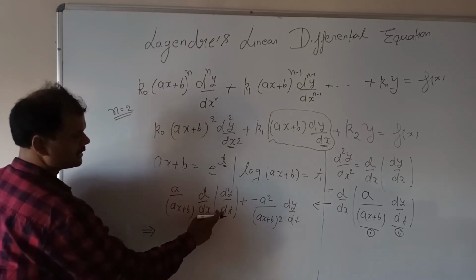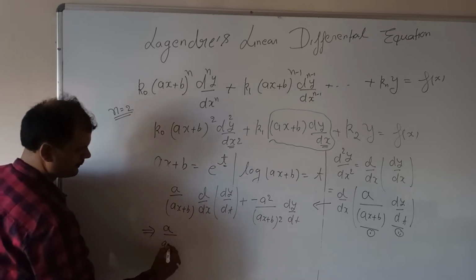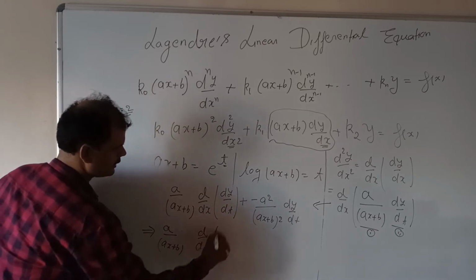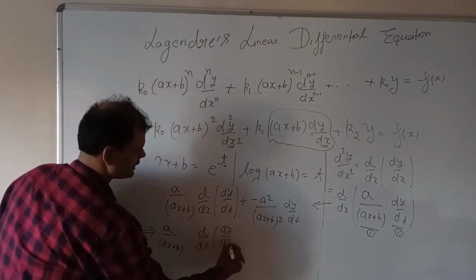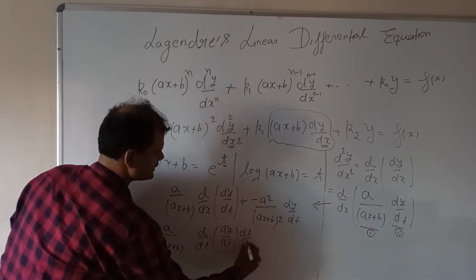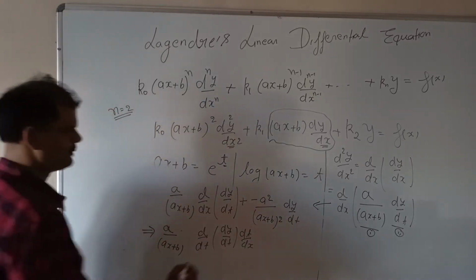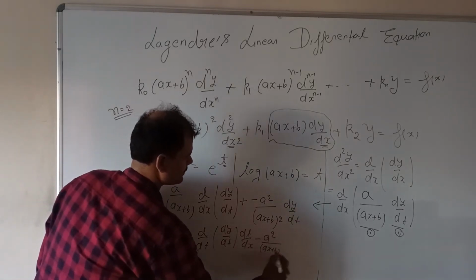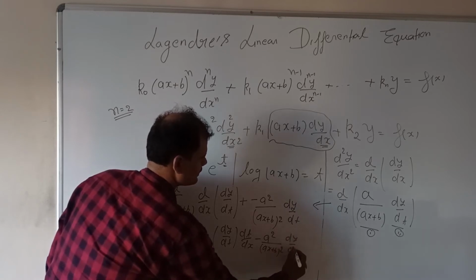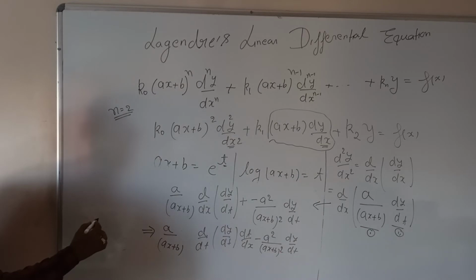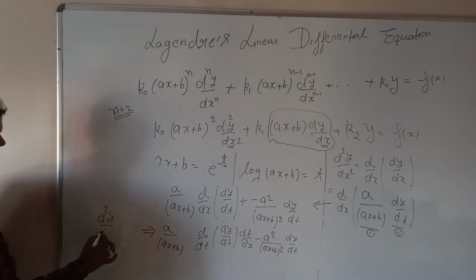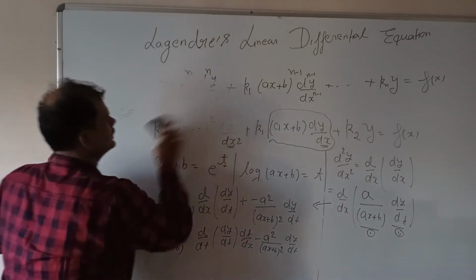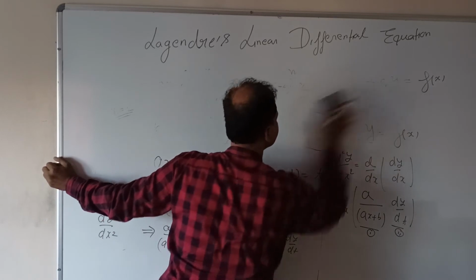Fine. Okay. So now here we have d by dx of dy by dt, and we cannot differentiate it directly. So we need to write a upon (ax plus b) times d by dt of dy by dt and dt by dx, minus a square by (ax plus b) whole square dy by dt. So this is the value of the second derivative d2y by dx square. Fine. Now let us see the final part.